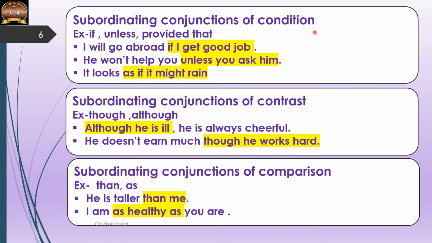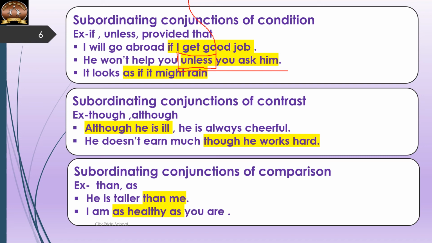Subordinating conjunctions of condition are used to join a condition with the main clause: if, unless, provided that. I will go abroad. What is the condition? If I get a job. So if I get a job, the highlighted part of the sentence, is the subordinating clause, and if is the subordinating conjunction because it is joining the two parts. Then the second: he won't help you. What is the condition? Unless you ask him. So unless is a subordinating conjunction and it joins the subordinating clause. This entire part is the subordinating clause.